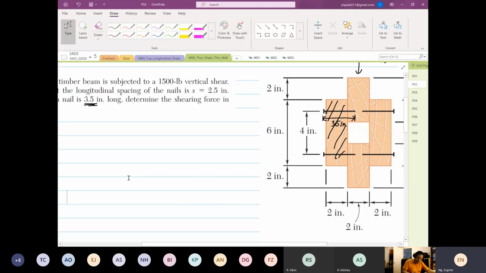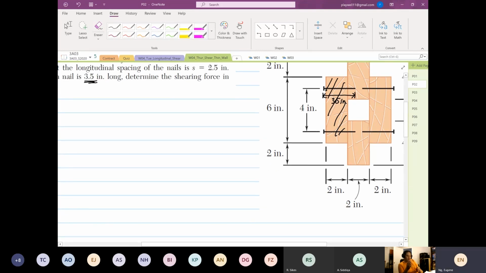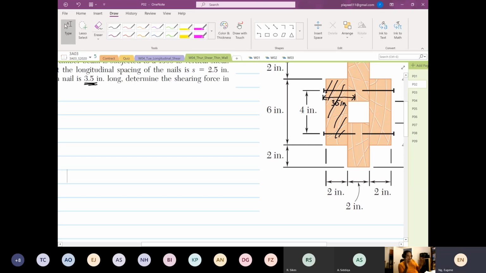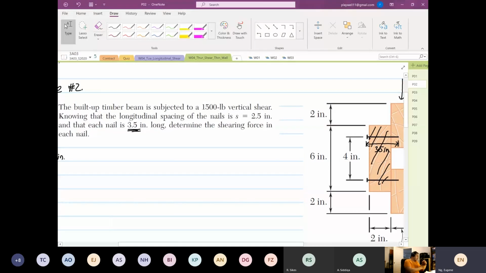So my question is, how will the length of the nail affect the loading? Anyone, please. There's an optimum distance of the nail. For this case, the nail has to be 2 inch long, at least. If it's less than that, it's completely useless. Longer than that, fine. So how does the 3.5 inch help in our structure analysis? Anyone? How does the 3.5 help?